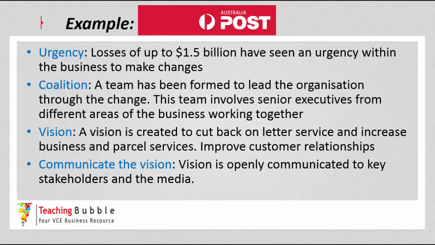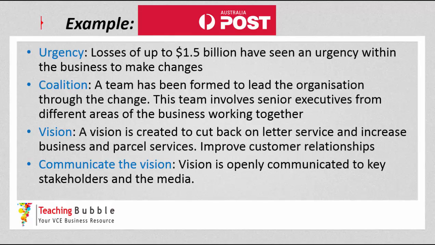So what we could look at is, first of all, they created a sense of urgency. Losses up to $1.5 billion over a 5-year period created urgency in itself. So all of a sudden, employees and stakeholders realised that, all right, something does need to change. So that sense of urgency was then created. Then they formed a coalition team, a guiding team, a really strong coalition. The main team that they created involved senior executives, bringing them from different parts of the business and allowing them to work together, so using their expertise.